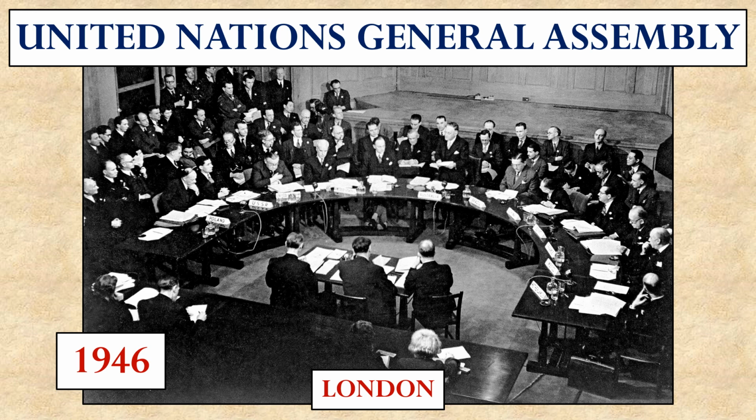The United Nations General Assembly that was created in San Francisco in 1945 had its first meeting in 1946 in London, England. This was the beginning of what would continue on to this day, with the United Nations now housed in New York City.